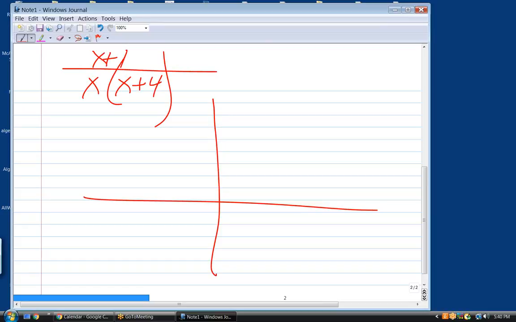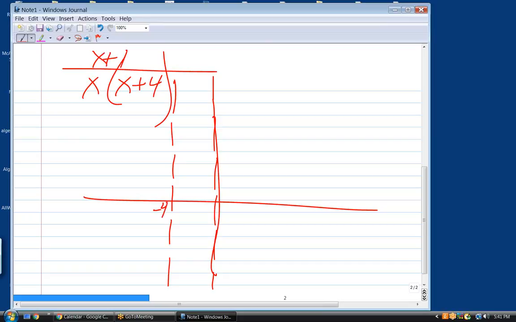I'm not sure. What makes the denominator 0? That's what you can never do. The first rule of math is you cannot divide by 0. Yeah. So if x were 0, we'd be dividing by 0. Or if x were minus 4, we'd be dividing by 0. So that's where our two asymptotes are. I have a vertical one at x equals 0, and I have another vertical one at x equals minus 4.